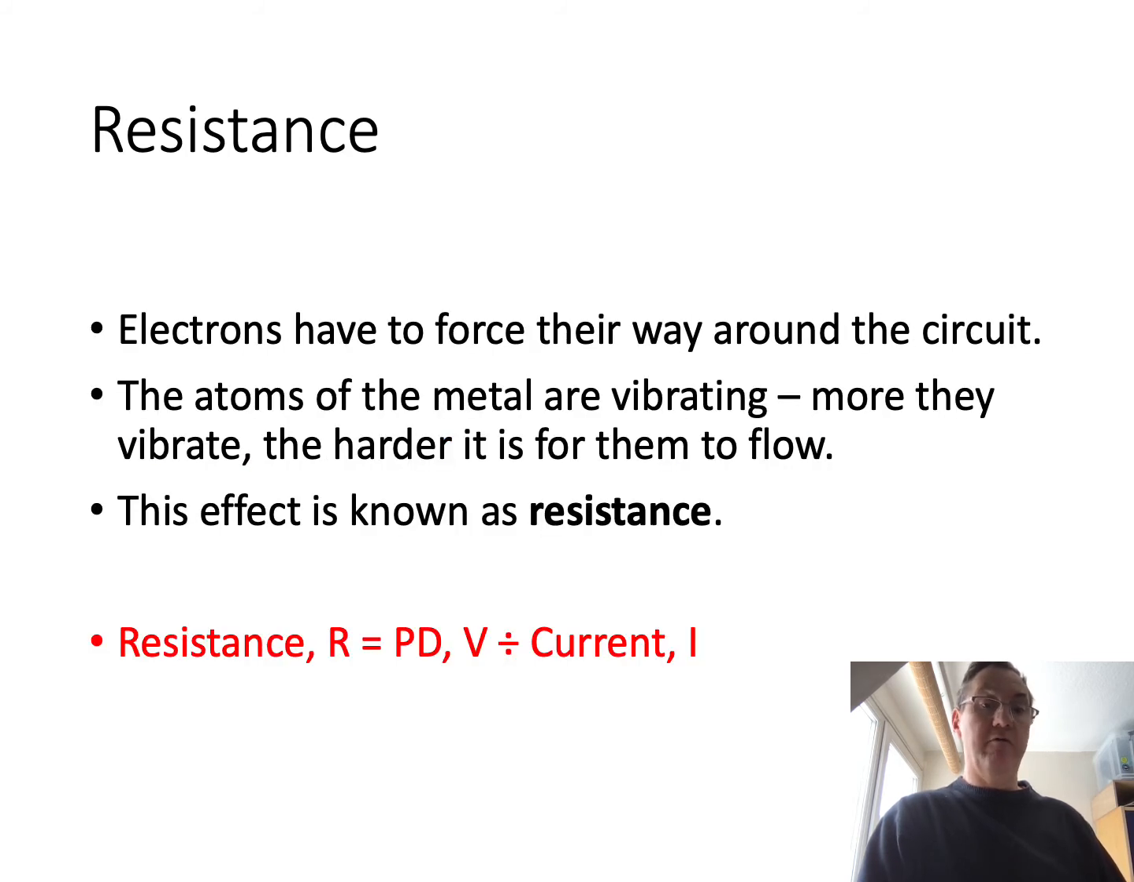If we're thinking about resistance, then we have to think that these electrons have to force their way around the circuit, and the little atoms are vibrating, and it makes it quite hard for the electrons to get through, and we call that resistance. And we've got a formula for that, which is V equals I times R. Okay, so the resistance, or put another way, the resistance is V over I.